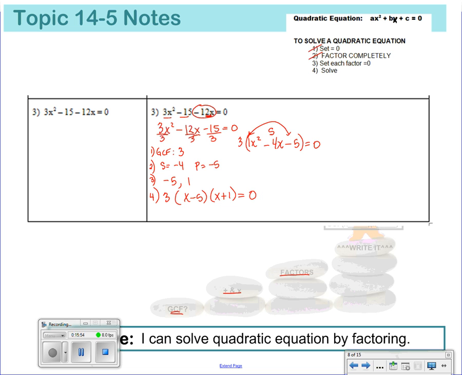So now we need to set each factor equal to 0. Notice in this case I do have 3 factors. I got the GCF, and then I have what's inside the parenthesis and what's inside the parenthesis. So I just have my students take any factor, and we set it equal to 0. So this is step 3 up here. So we're going to take the GCF, set it equal to 0. We have the x minus 5, we set it equal to 0. And we have the x plus 1 and set it equal to 0.